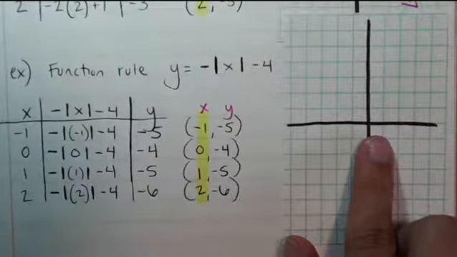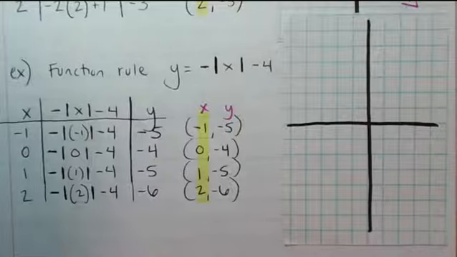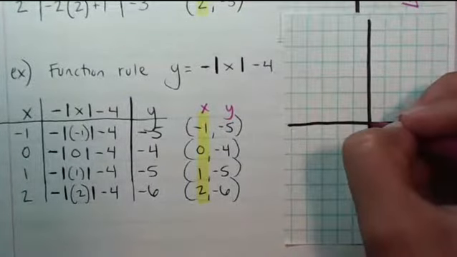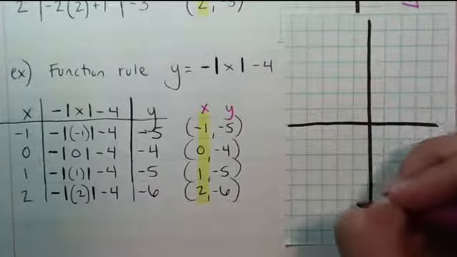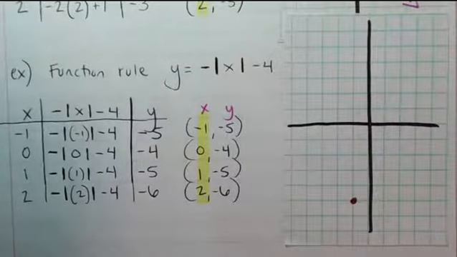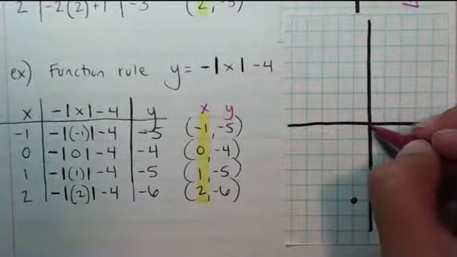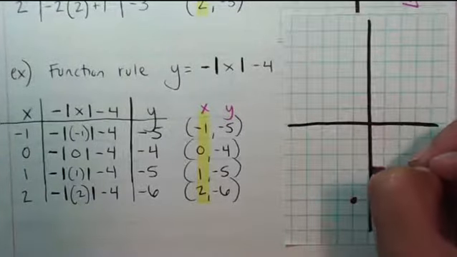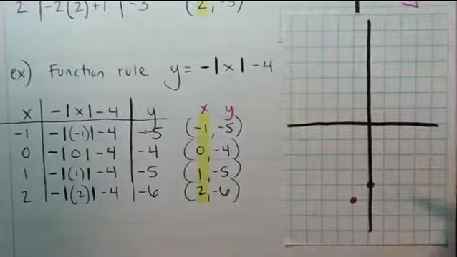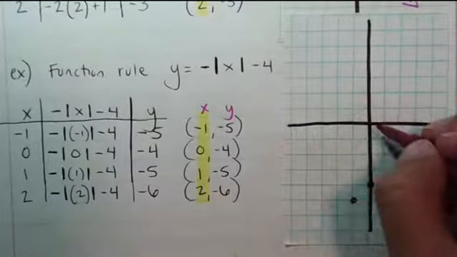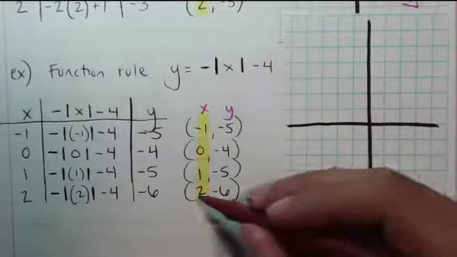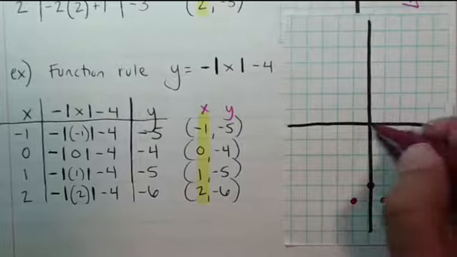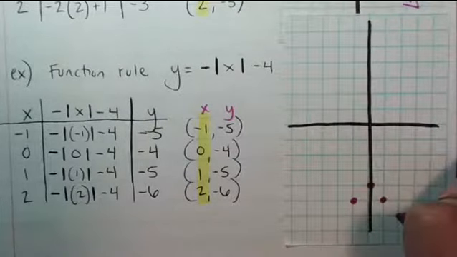So on my graph, I'm going to go ahead and plot these points. So -1, -5. I'm going to go over -1, down 5. 1, 2, 3, 4, 5. And put a point there. Next one is 0, -4. So 0, down 4, 1, 2, 3, 4. Next one, 1, -5, over 1, down 5. And 2, -6, over 2, down 6.